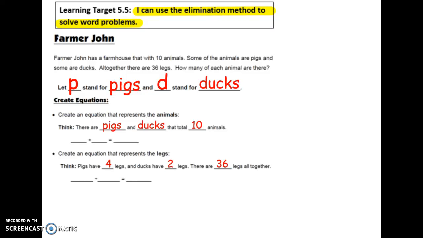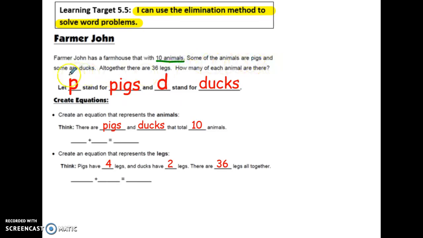Okay, ladies and gentlemen, what we are working on today is using the elimination method to solve word problems. So this word problem starts out kind of strange. It says Farmer John has a farmhouse with 10 animals. We don't know why he's keeping the animals in his house, but we're going to go with it.